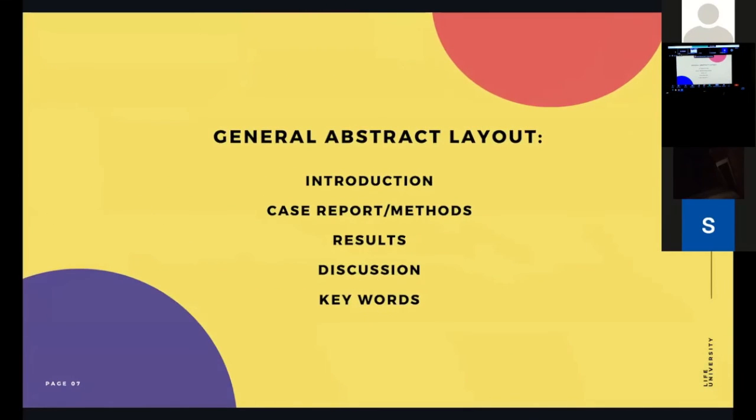Here is a general layout of what an abstract tends to look like for most journals. There's a couple sentences about an introduction, a couple about the case report and methods, a couple about results, a few about discussion, and then finally there's normally a section for keywords. And this is just like anything else. It's like typing into Google. So you're going to find the keywords that you want to have your paper pop up for.